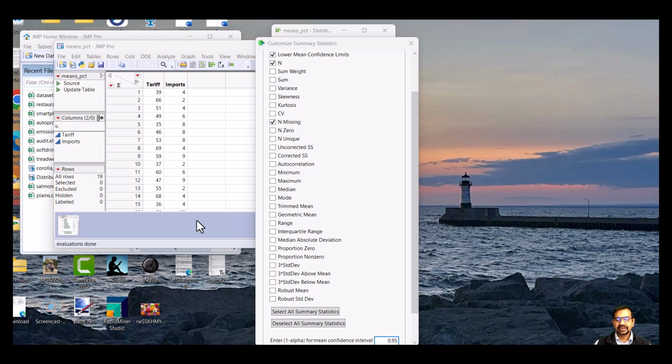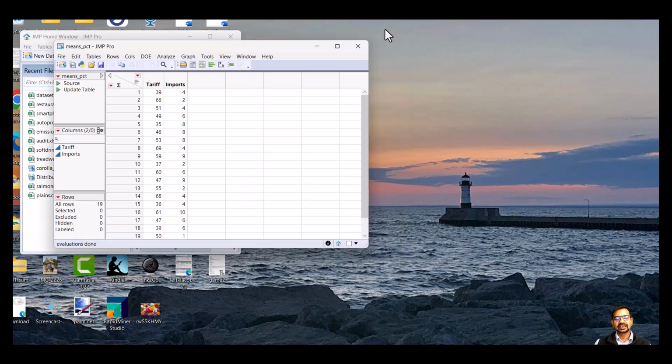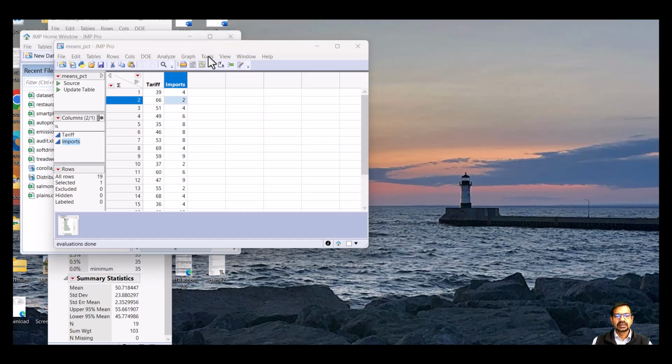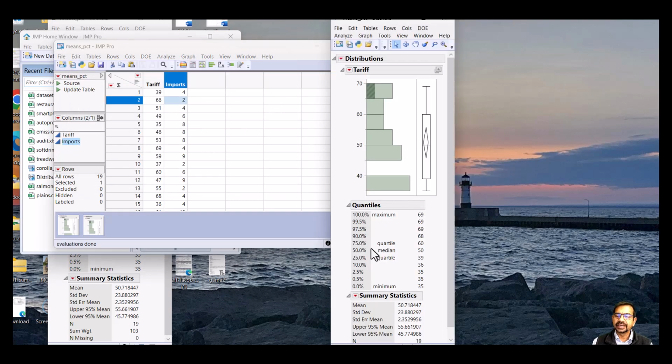Next, let's see how we can get the weighted average. So we exit out of this menu. We have to redo this analysis for weighted average. Go back to Analyze, Distribution, or we could have continued with that. We move our tariffs to our Y. But now notice there's an option called weight. So here we will move imports to our weights. We click OK. Now this mean that we get is slightly different than the mean that we had gotten before.